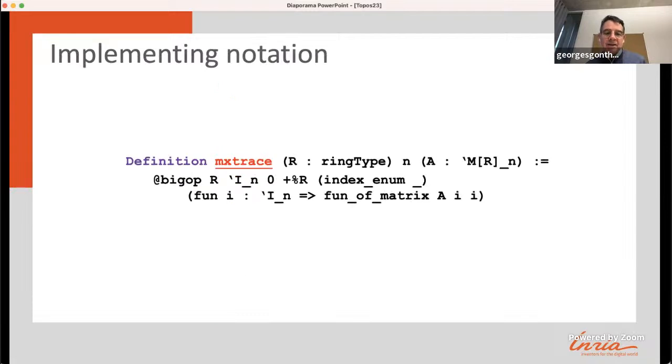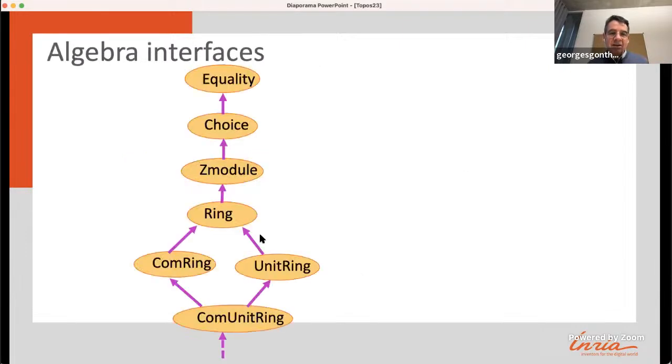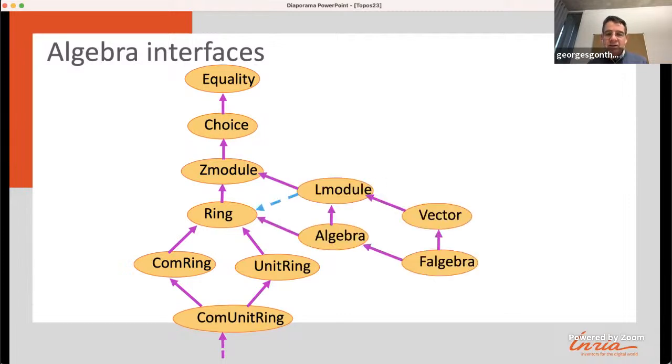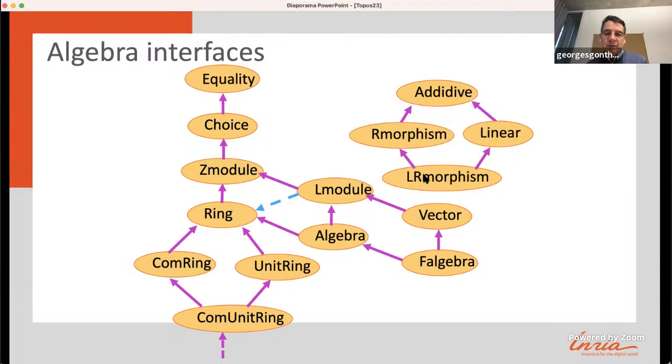But that doesn't tell you what the zero means and what the addition means. In order to figure that out, you need to know about the structure of a ring, so that this type here really is a ring and it has properties, and that's done through an algebra interface. Basically, you've got a way of telling what operations you have on a given type, and this also extends to giving properties of functions over these things, like morphisms and so on.